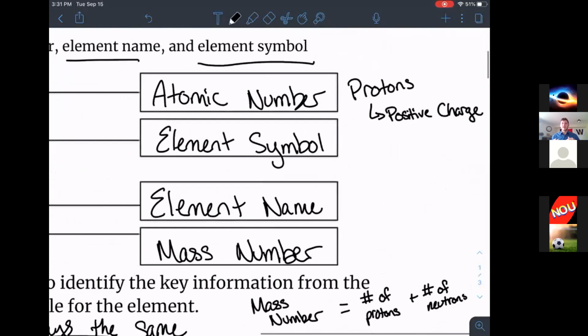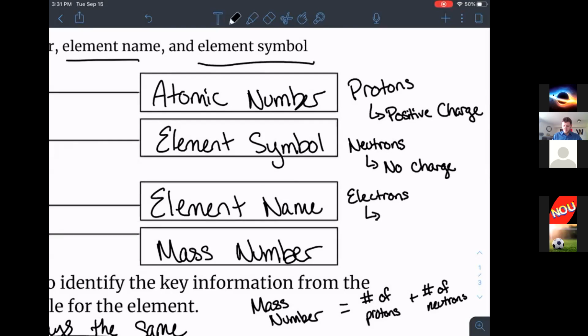All right. And neutrons, do you guys remember what kind of charge neutrons had? No charge. Neutrons had no charge. And then electrons, what did electrons have? Negative. Negative charge. Perfect, negative charge.